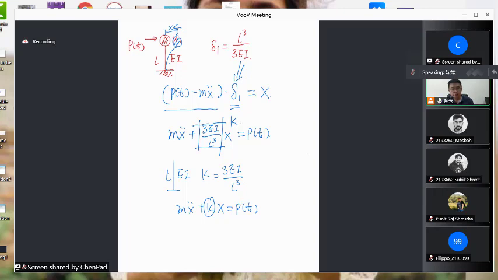We can use different ways to get the equation of motion for the SDOF system. And also we can use the so-called Lagrange equation, because we will discuss the Lagrange equation in chapter 16. So we can leave this until that chapter. So any questions on this part?